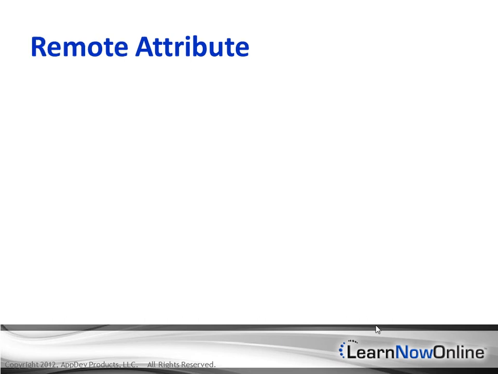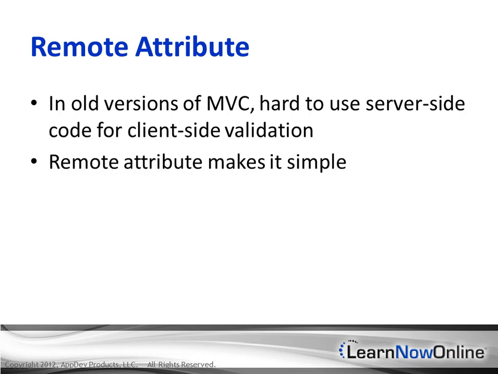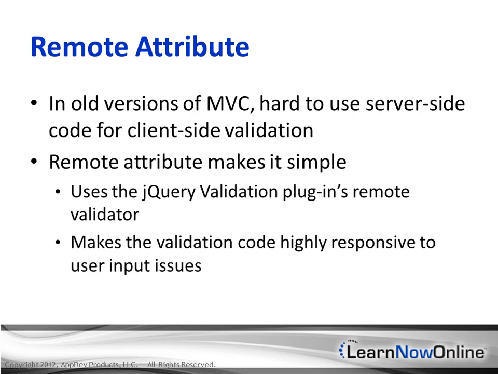The next attribute that we're going to talk about is the Remote attribute. In old versions of MVC, this was hard to use, because server-side code was needed just for client-side validation. The Remote attribute makes it simple. This uses jQuery validation's plugin for the remote validator. This makes the validation code highly responsive to user input issues.